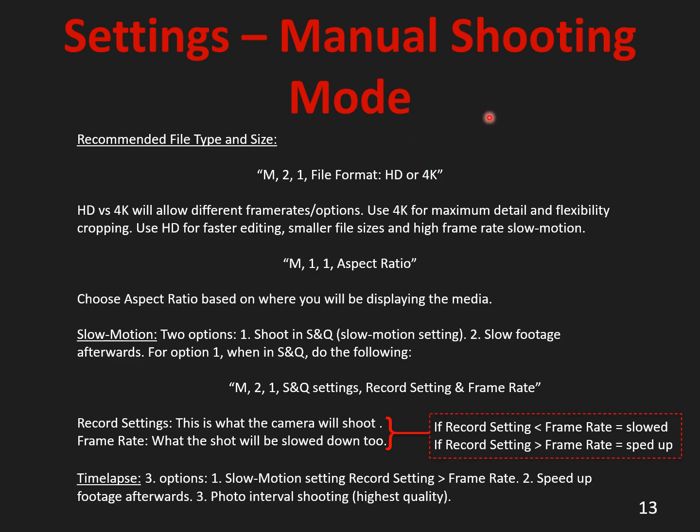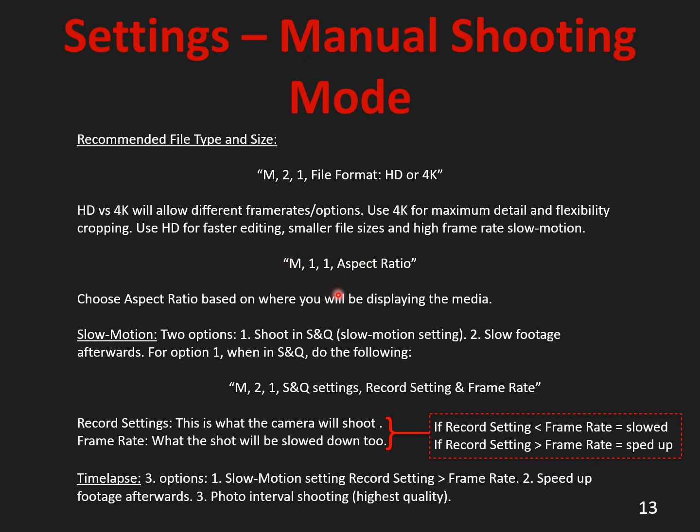Okay, so continuing with some of the manual settings, we have the recommended file type and size. From here we access it by going to the main menu, tab 2, first page, file format. You've got either HD or 4K. 4K will give you maximum detail and flexibility, but HD is faster for editing, has a smaller file size, and is more compatible if you're pairing it with other media.